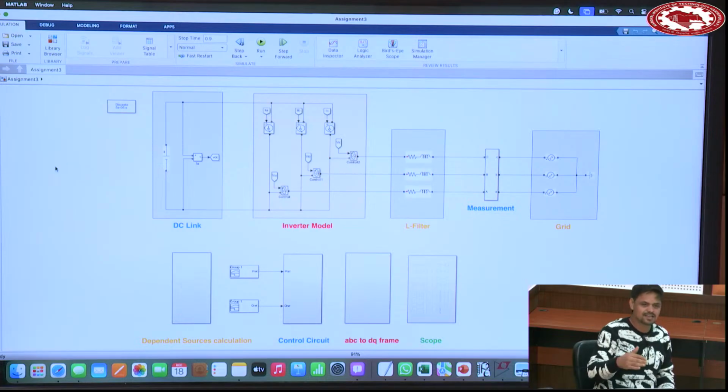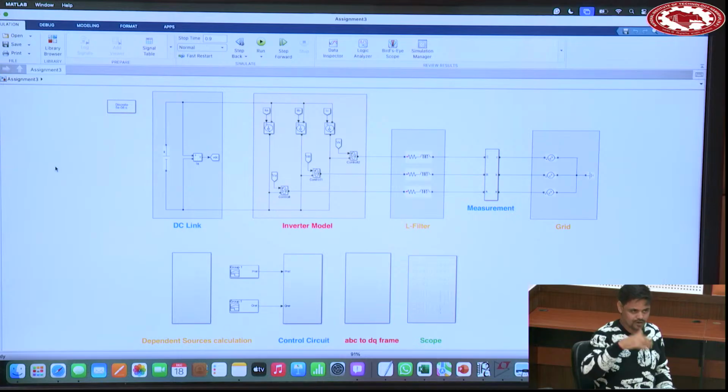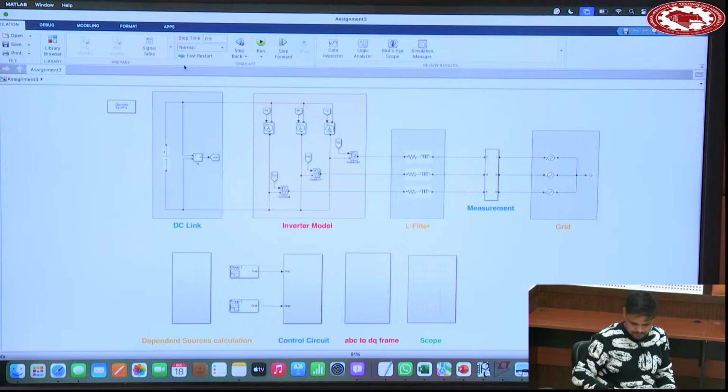So these are the commands given by the user, that you regulate P according to this graph and Q accordingly. Using this P, Q, you will get IDref, IQref, and then the current controller comes into the picture and will try to generate the modulating wave accordingly. So let's run this.